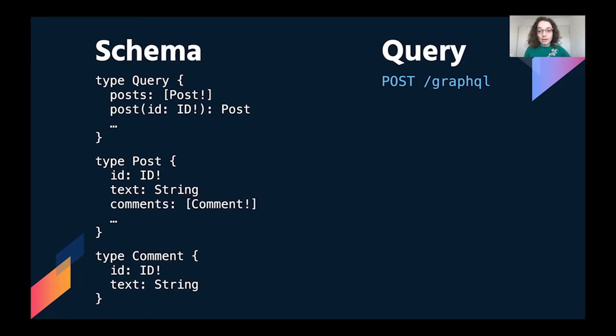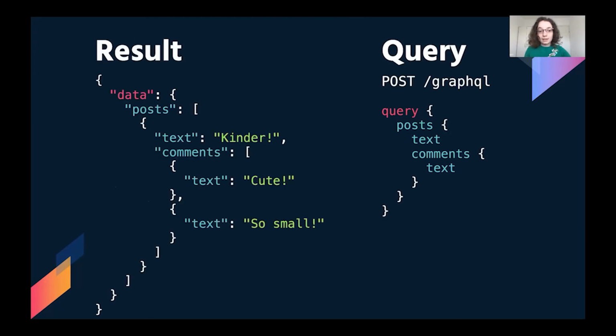And then in the body of your request, you send the query that you want. In this case, we want posts, and for each post, we want the text and the comments of this post. And for each comment, we want the text of the comment. The result of the query looks exactly like it. So we first have a field data, and then we have posts, which is a list of posts. Each post has text and comments, and comments is a list of comments where each comment object has text. So the result and the query are very similar.